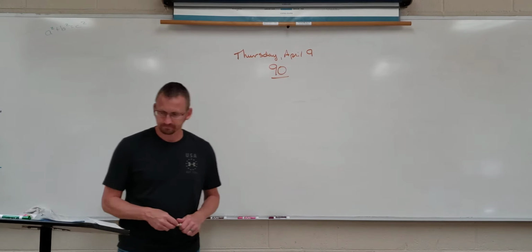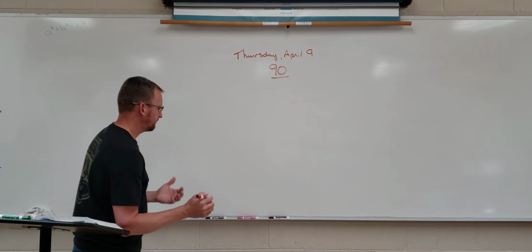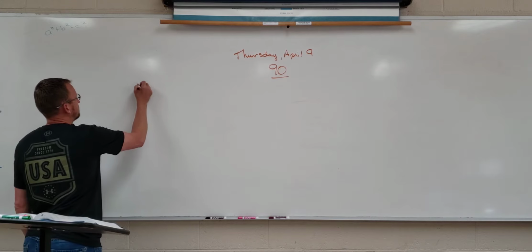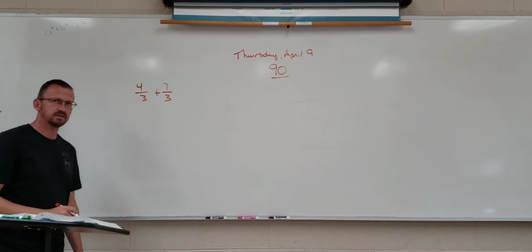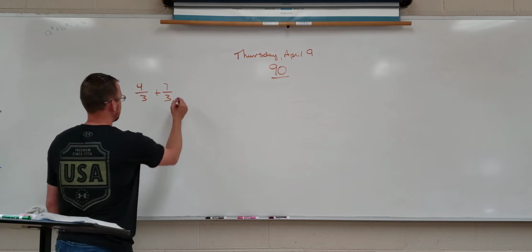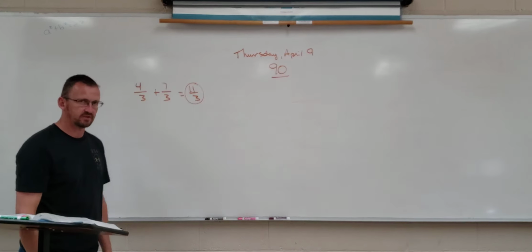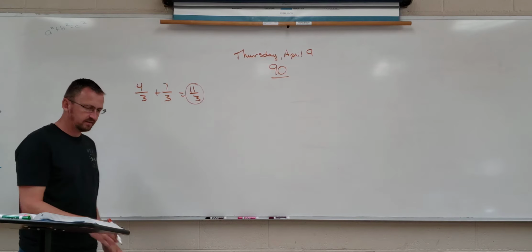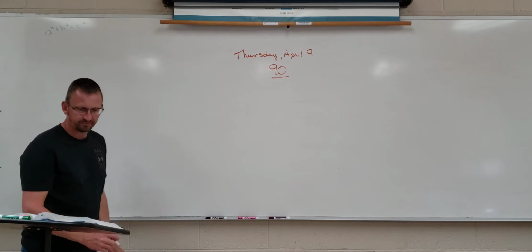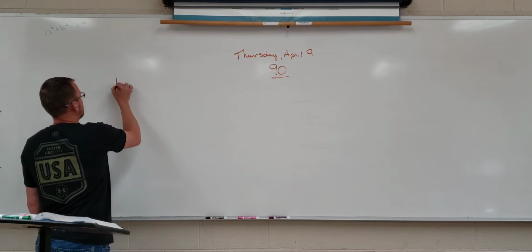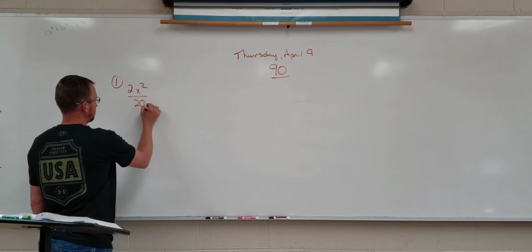Today, lesson 90, page 592, adding and subtracting. If you remember back, we can only add and subtract if we have a common denominator. So 4 plus 7 gives me 11 thirds. Sometimes we leave them like that, sometimes we do a mixed number. We can only add and subtract if we have a common denominator. We're doing the same thing today, except we have variables involved.